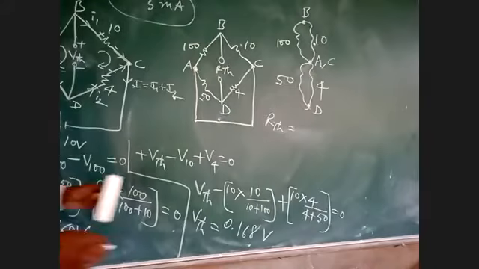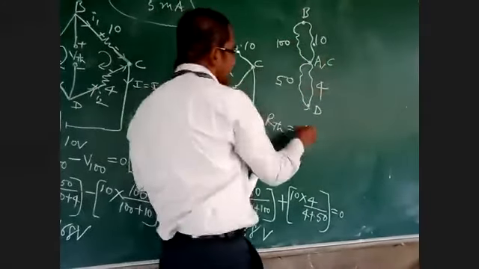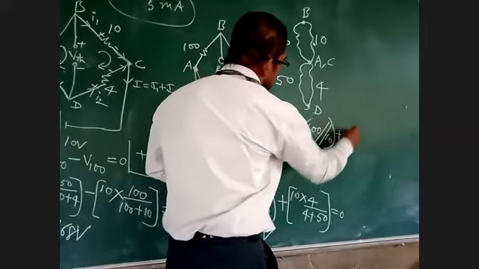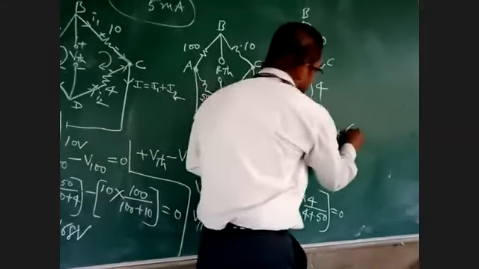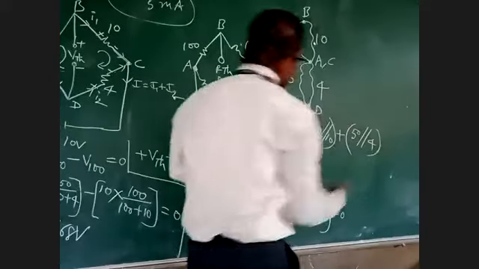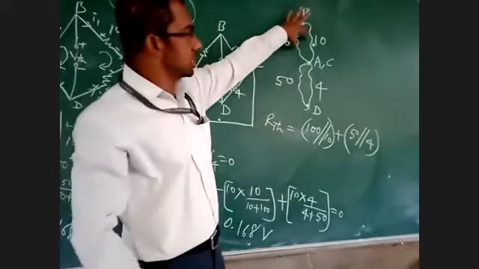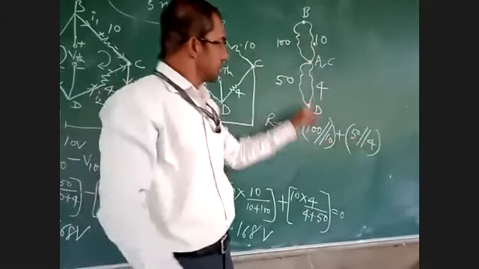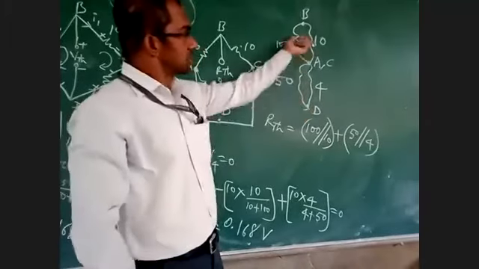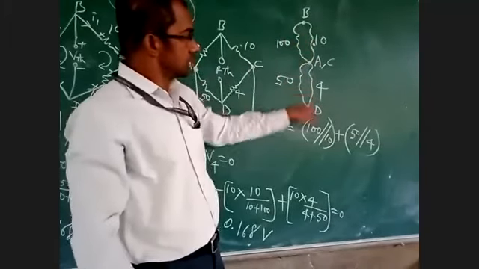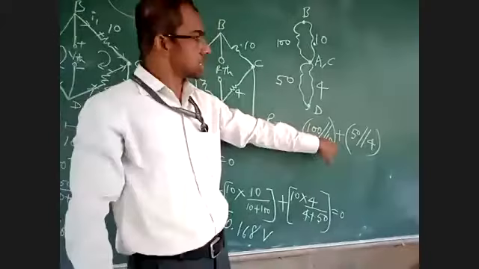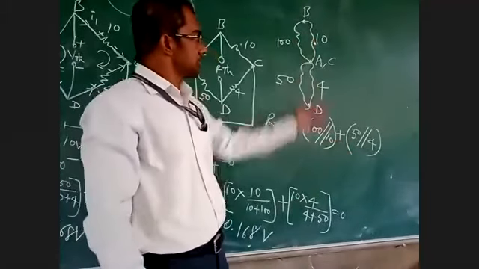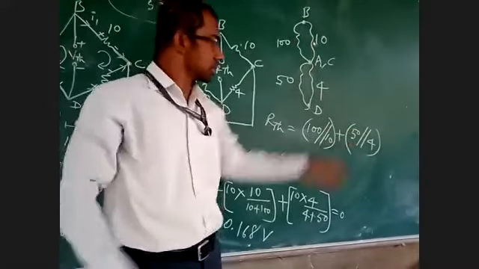Now RTH is equal to 110 in parallel plus 50 and 4 in parallel. If you convert these two into a single resistance and these two into a single resistance, then these two will come in series. That's why I have taken plus here. This parallel combination is in series with this parallel. Series means plus: 110 in parallel, 50 and 4 in parallel.